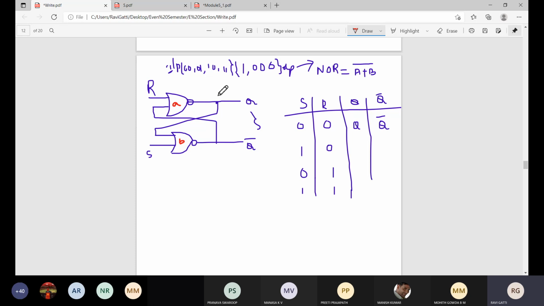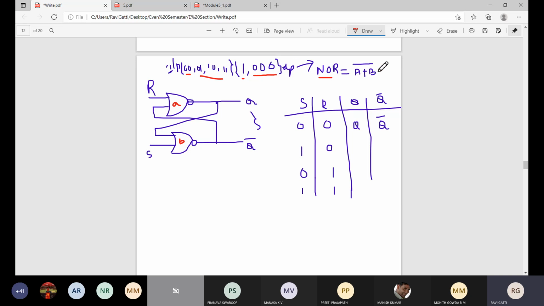Try to understand how this NOR gate will behave. When the input is 0 0, you'll be getting 1, whereas for the rest of the cases the output will be 0. Both inputs have to be 0 for the output to be 1. If any one of the inputs is 1, irrespective of the other terminal, the output will be 0 only.